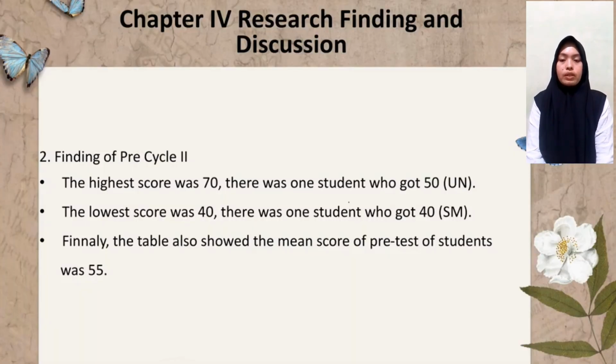Finding of pre-cycle 2. The high score was 17. There was one student who got 15. The low score was 14. There was one student who got 14. Finally, the table also showed the mean score of the pre-test of the students was 55.